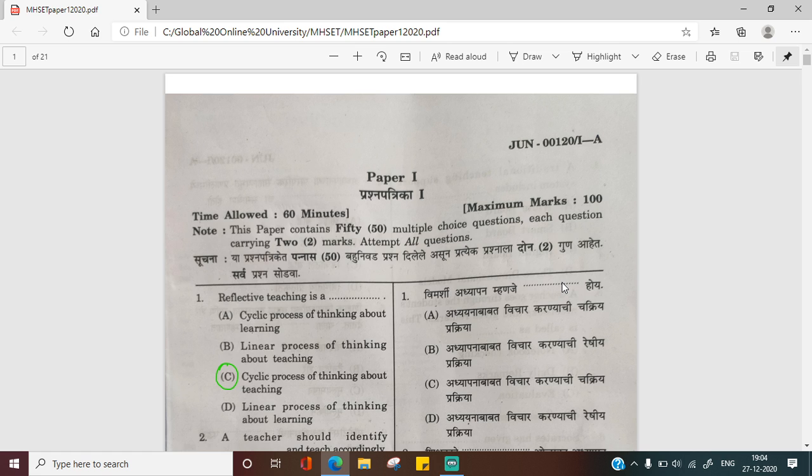As you all know, today we had our MHSET examination and everyone here is eager to know how much mark they have scored in paper 1. So at our channel, we help you prepare for paper 1 and in this video, we are going to give you complete answer key to paper 1. You all know that we have already uploaded the answer keys in Marathi, but the motive of this video is to give you all the answer key in English.